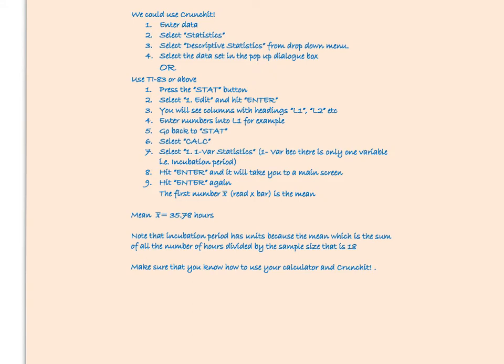Now we need to find the mean incubation period. These are instructions to finding the mean of the given set of numbers using Crunchit, and these are the set of instructions to find the mean using your TI-83 or above calculator. So either using Crunchit or the calculator, and you would have to know how to use both, the mean denoted by X bar is 35.78 hours.